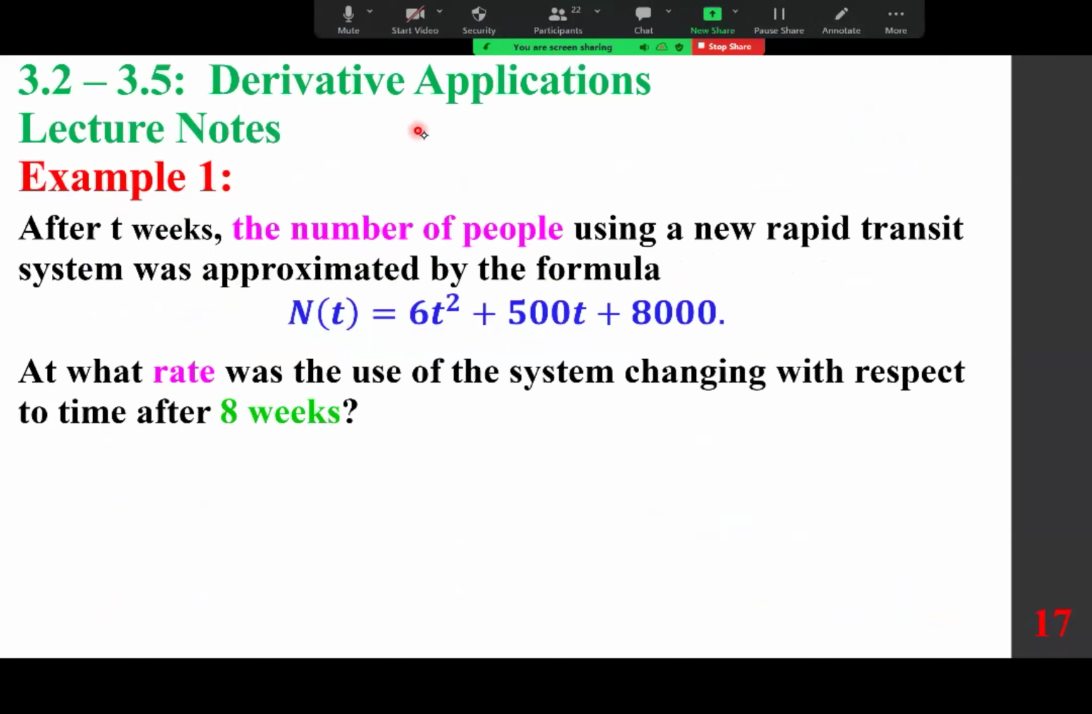All right, let's look at some applications. After t weeks, the number of people using a new rapid transit system was approximated by the formula N of t equals 6t squared plus 500t plus 8,000. At what rate was the use of the system changing with respect to time after 8 weeks? Because one point in time is given, that means instantaneous rate. That means take the derivative.